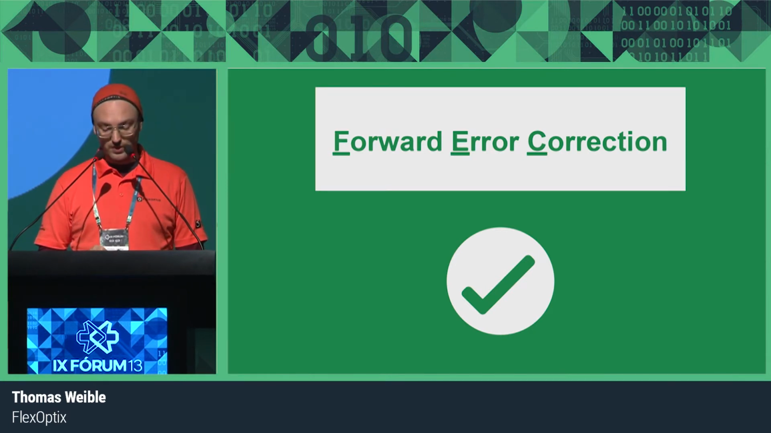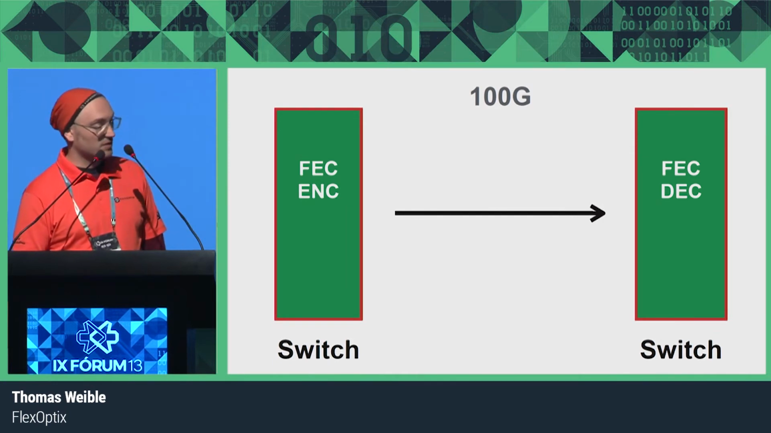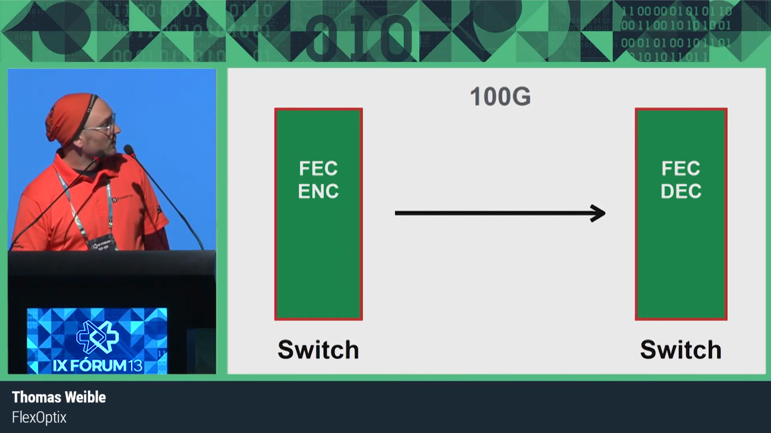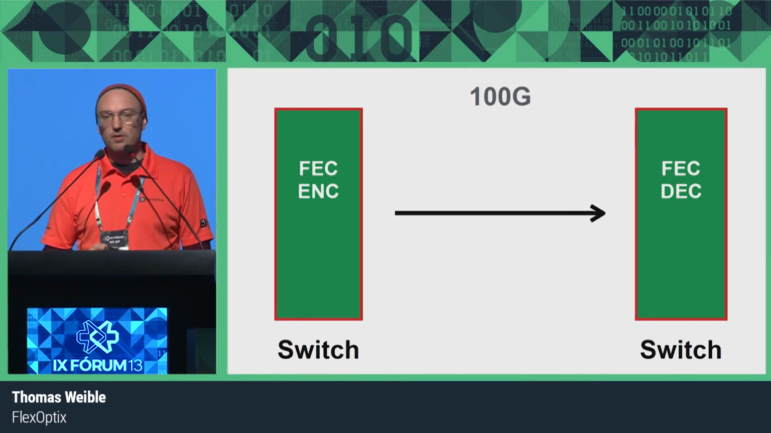How does this work? Typically, the forward error correction is done on the switch itself when it comes to 100 gigabit links. So the FEC basically encodes the stream, the transceiver brings it on the line, and then the transceiver hands it over to the switch, and there the decoding is done, and also the errors are corrected.